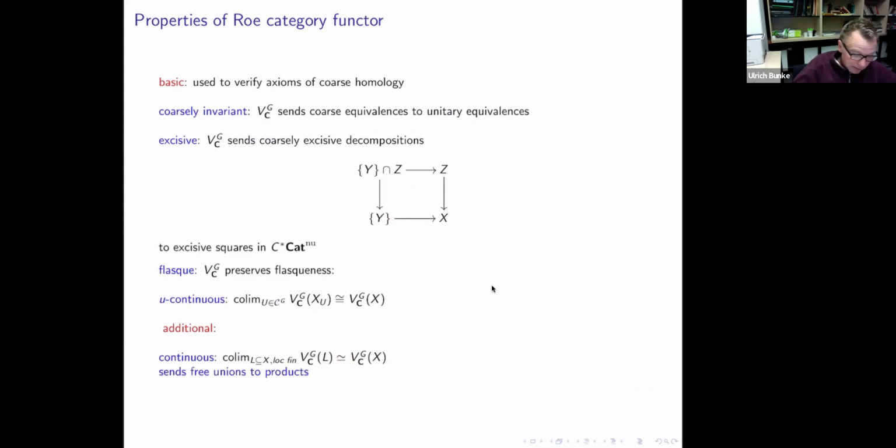And it sends some sort of coproducts, these free unions, to products of categories. That's important to show strong additivity.